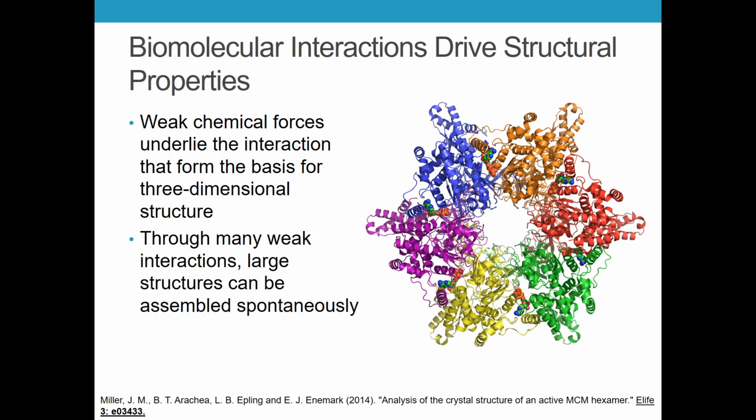So I'm showing you a structure here. This is a protein structure. Each individual protein molecule is colored differently. So there are 6 different protein molecules. Each individual molecule has a structure that is stabilized by a network of weak non-covalent interactions. But then each protein interacts with other proteins to stabilize an even larger, more complex structure. So biomolecular interactions, these weak non-covalent interactions, drive structural properties. That is, they drive the 3-dimensional structure that is formed.